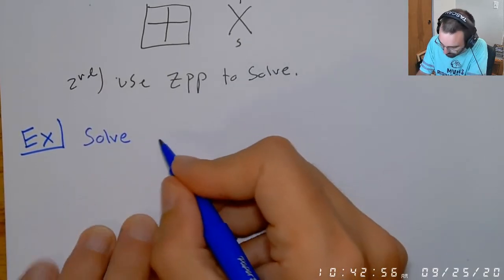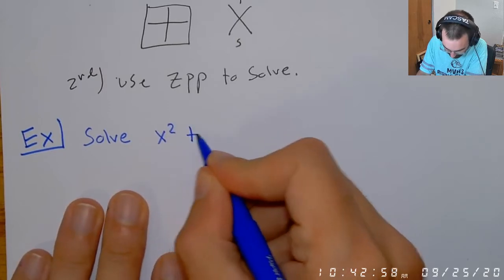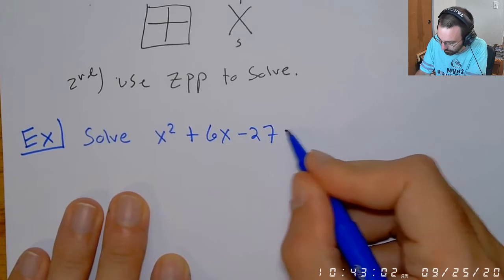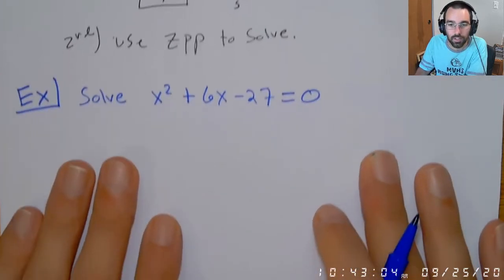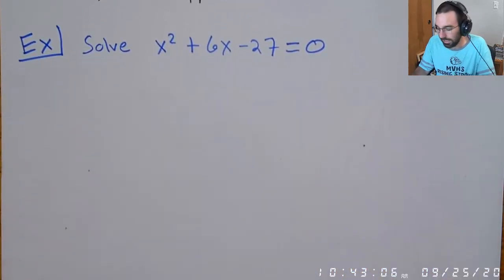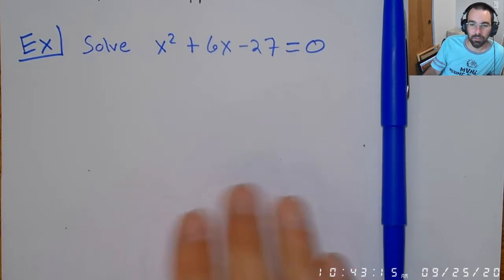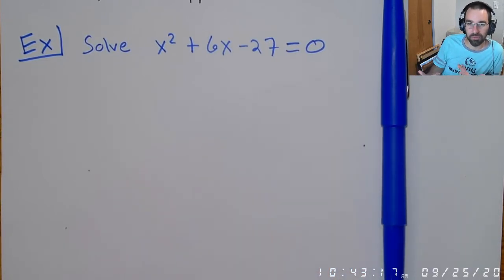We're going to say solve x squared plus 6x minus 27. Do you guys want to do this on your own or together? Can I just get some answers in the chat? So we're either going to do this together, you're going to watch me do it and do it with me, or you're going to try it on your own. What do you guys want to do?